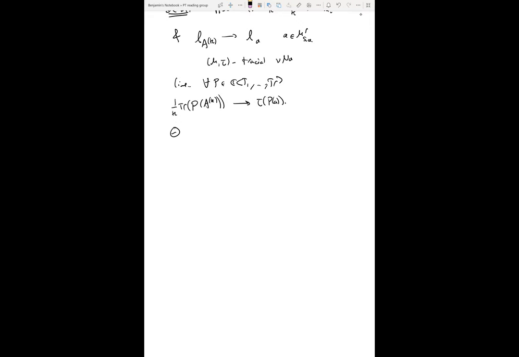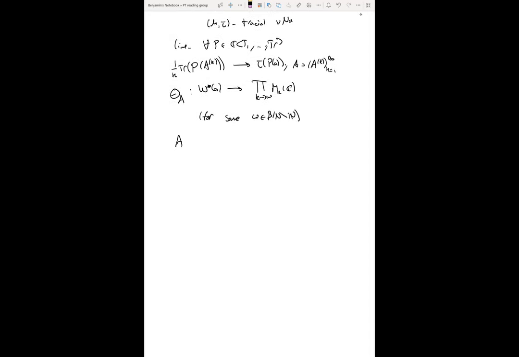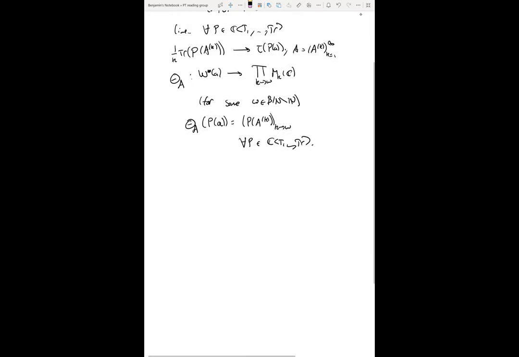Then I'm going to define theta A. A here is standing for this tuple, the sequence, rather. So that's going to go from the von Neumann algebra generated by A to this ultraproduct, for some ultrafilter. And it's just the unique map which sends a polynomial in A to the corresponding polynomial in this tuple. I sort of said this verbally last time, but wasn't super precise about it.